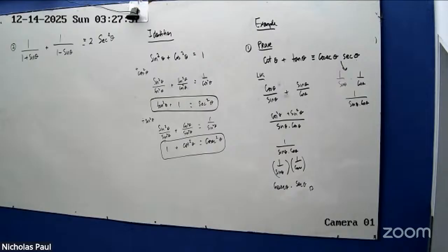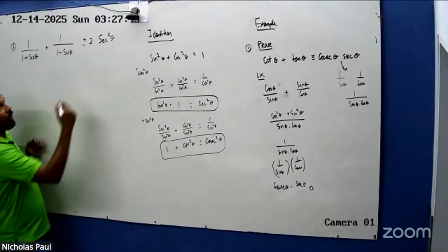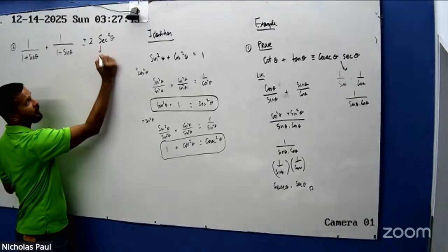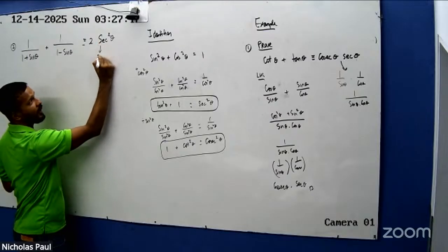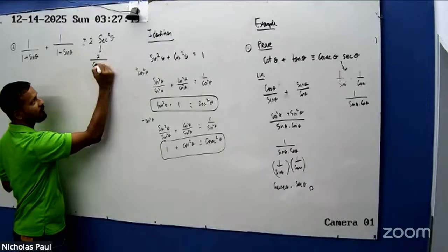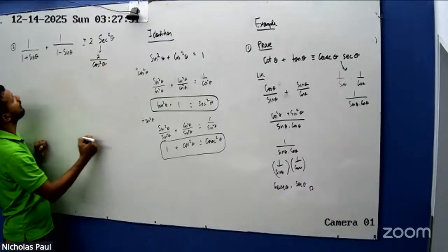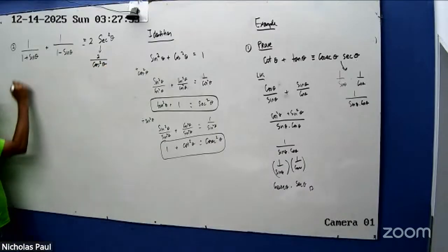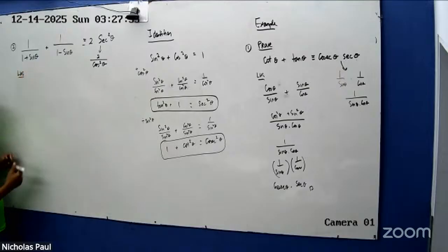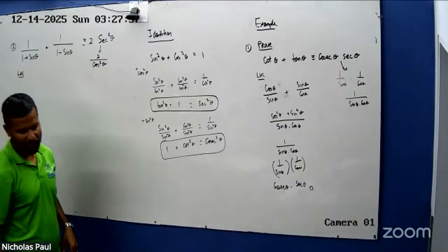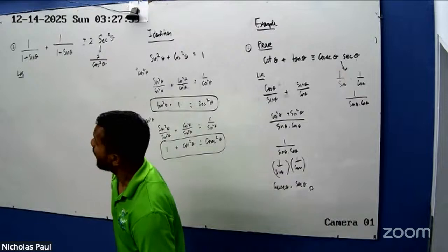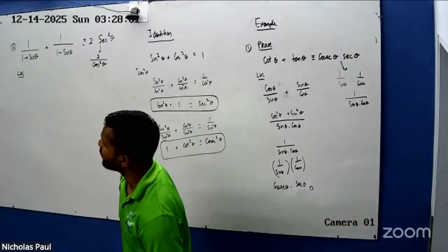Take your time with the LCM part. By now you should recognize that 2 sec squared is 2 on cos squared. Take your time when you're finding the LCM, and online, once you get your answer, write QED.